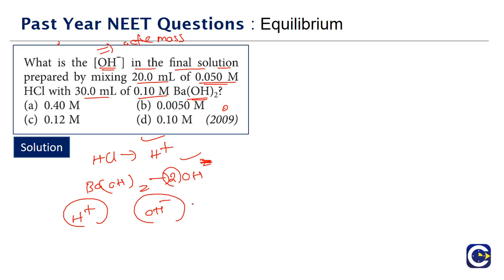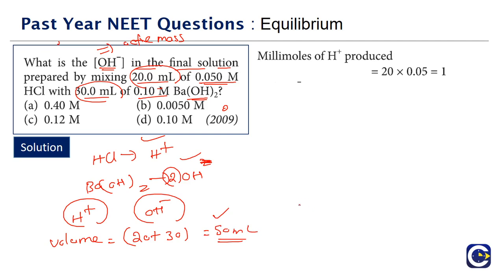One more thing we have to notice here is that if you are mixing 20 ml of the HCl solution and 30 ml of the barium hydroxide solution, the total final mixture volume will be 20 plus 30, which is 50 ml. So when we are calculating the final concentration, we have to calculate this with respect to 50 ml volume. Okay, so let's start with what we will find first.